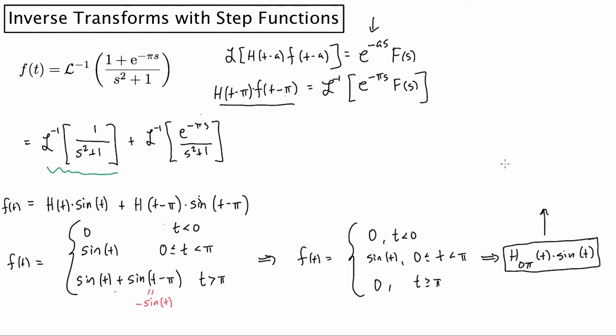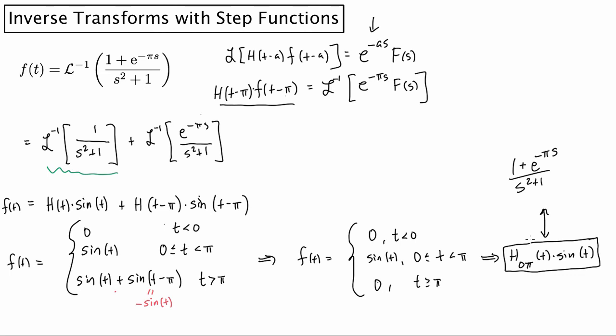So this is what we were looking at for this particular function. Its transform is 1 plus e to the minus pi s over s squared plus 1. So these are a transform pair. So it pays to look at the finished product in terms of piecewise functions sometimes, because you can greatly reduce the thing that you're looking at.